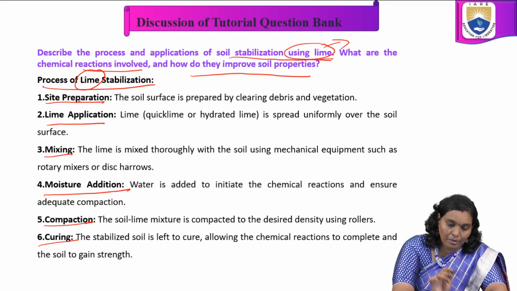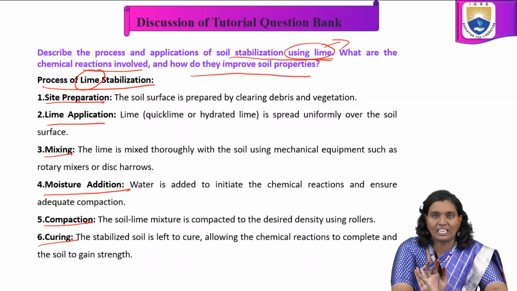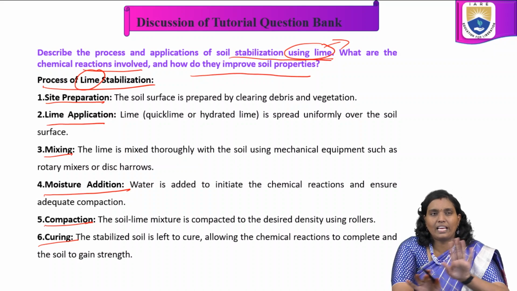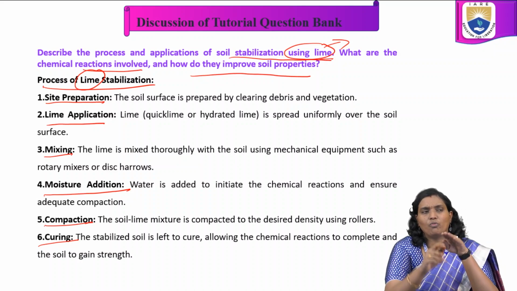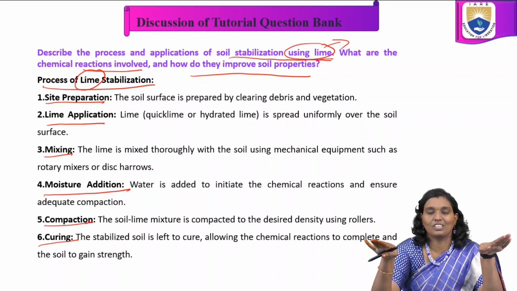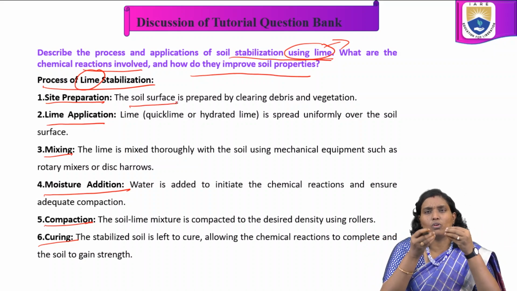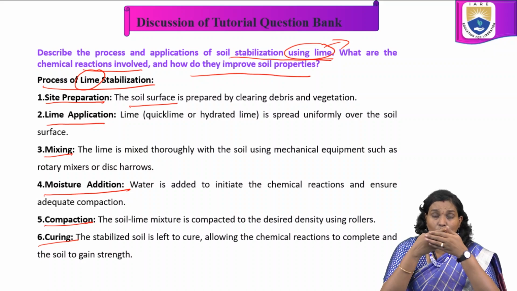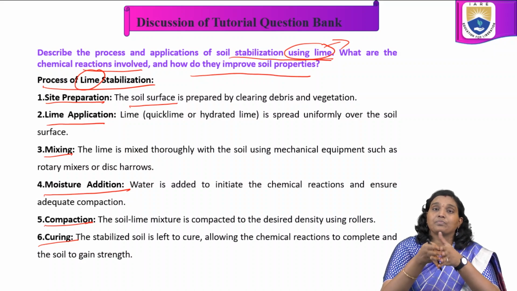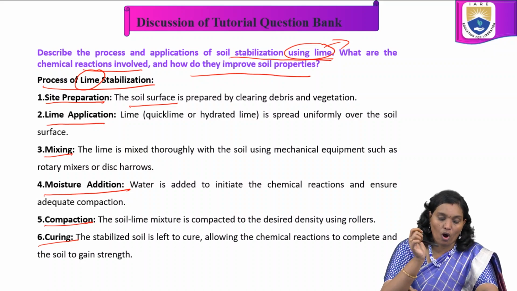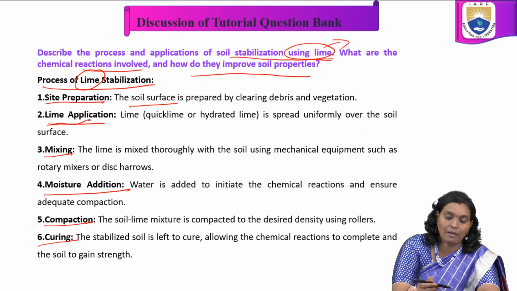So that is site preparation. First, we are going to prepare the site. The soil surface is prepared by clearing without any vegetation. So we clear the ground. Like that, we have to understand this chemical stabilization. Whenever we are applying this chemical, the site should be prepared. So after that, we are applying the lime.